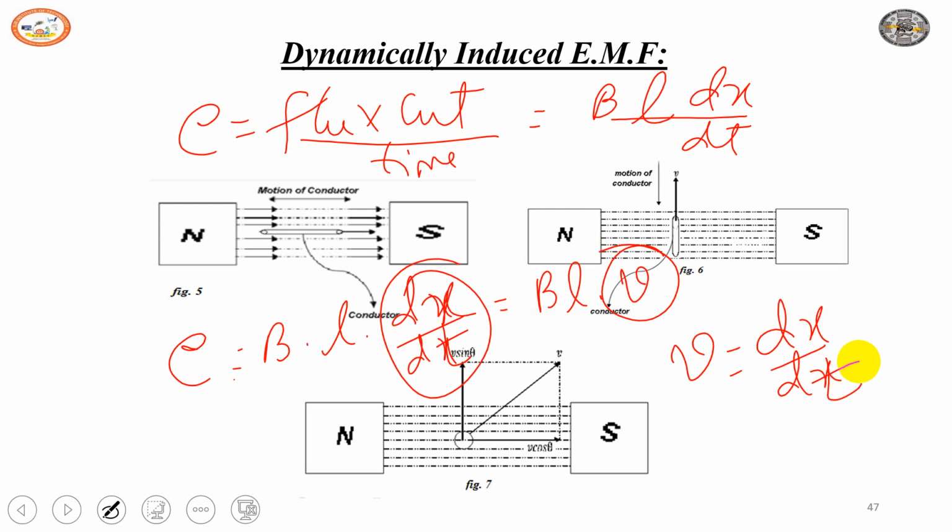This is how we normally discuss dynamically induced EMF. In the next video, we'll discuss what self-inductance and mutual inductance are, and then what the coefficient of coupling is, also in the next chapter.